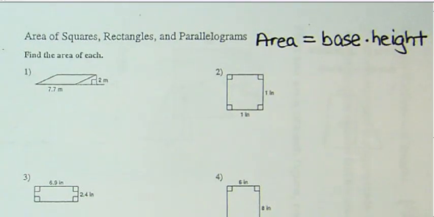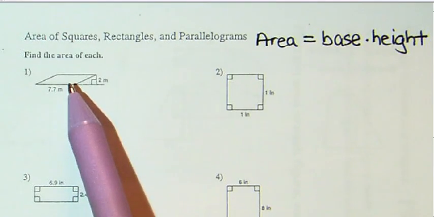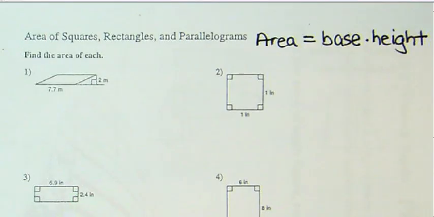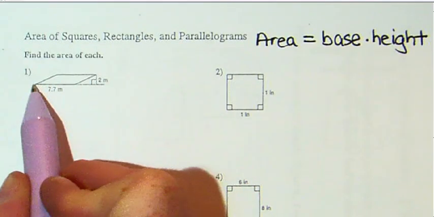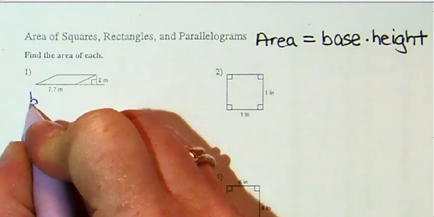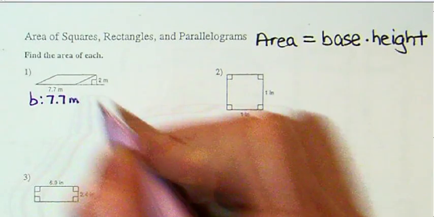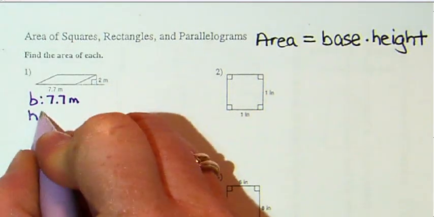So let's take a look at number 1. All right, so number 1, we have a parallelogram. It's not a square or a rectangle, but it does have opposite sides that are parallel and congruent, meaning they're the same length. So we're going to take the base. Your base here is 7.7, and it's meters. They give us a unit here. And your height is 2 meters.